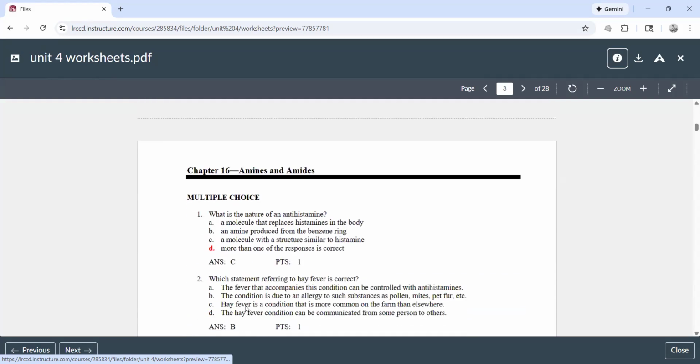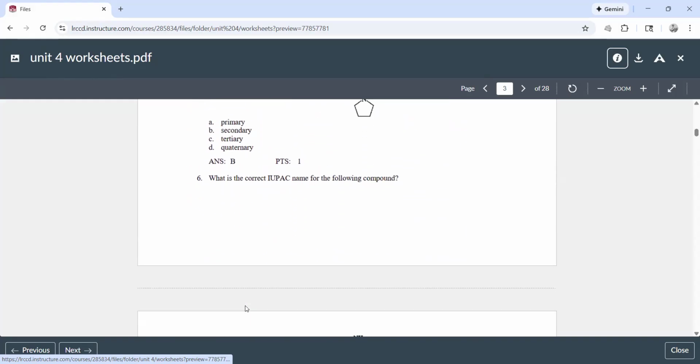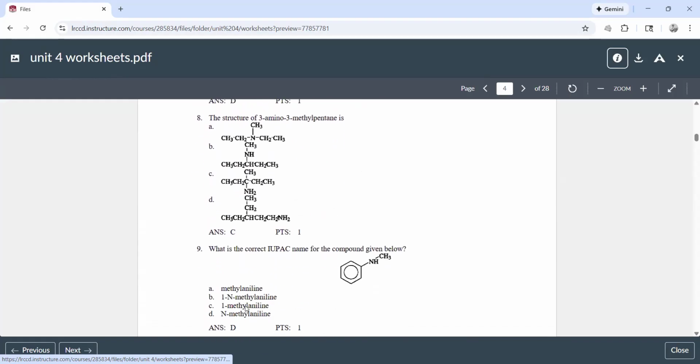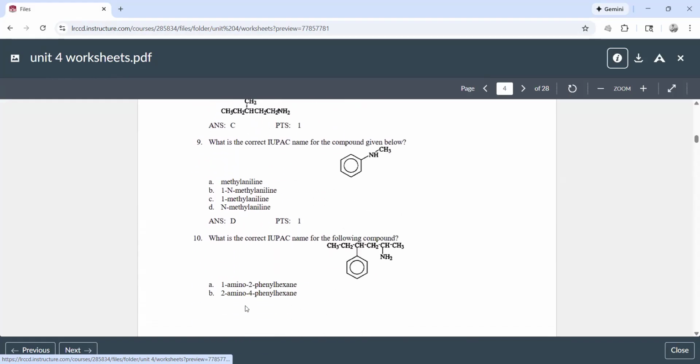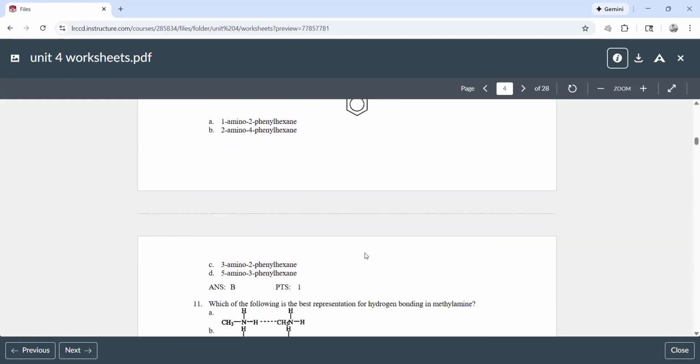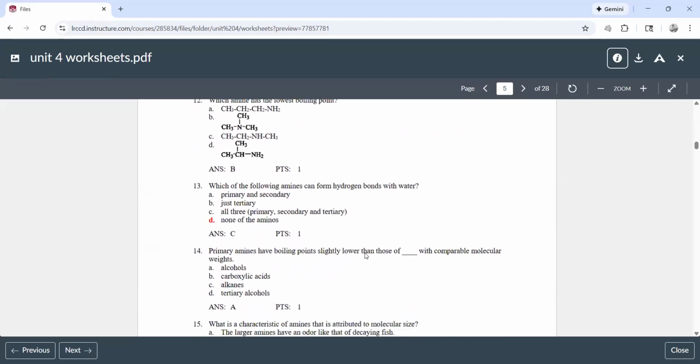This is a multiple choice with answers. What I don't like about this is it doesn't use line drawings, it uses these C and H's, which drive me crazy, but it's a good worksheet though. So anyway, those are available for you.